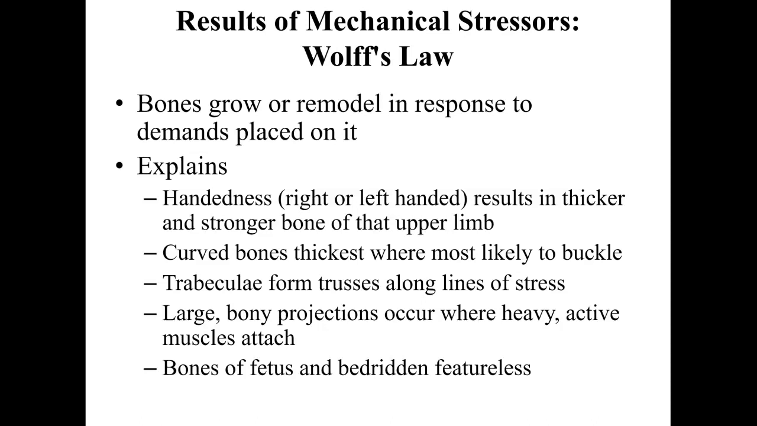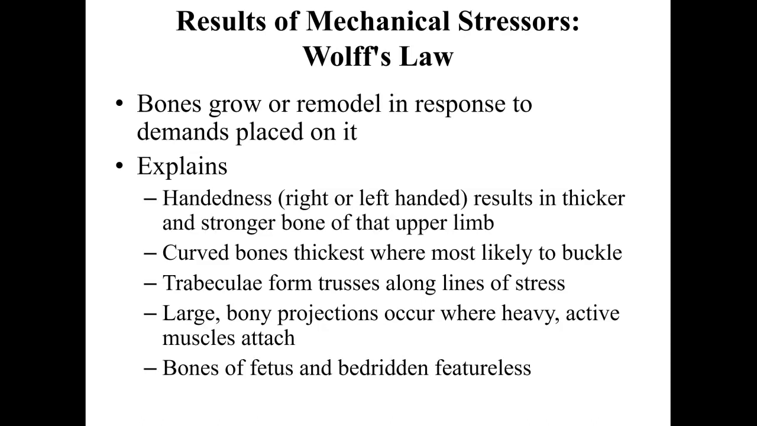Curved bones are going to be thickest where they're most likely to buckle. So where you would think there's going to be the most stress, the most weight, or the most anything put on it, those are going to be the thickest sections. The trabeculae are going to form trusses along these lines of stress to help give it extra strength. Large bony projections are going to occur where heavy active muscles are going to attach. And the reason is it needs a nice big space for that muscle to attach to and to hold on.